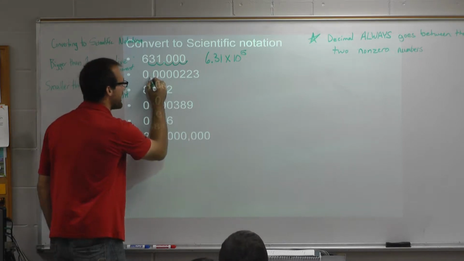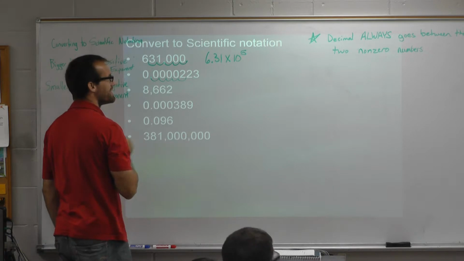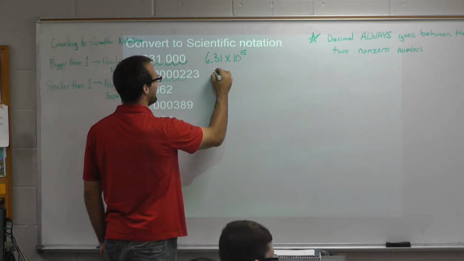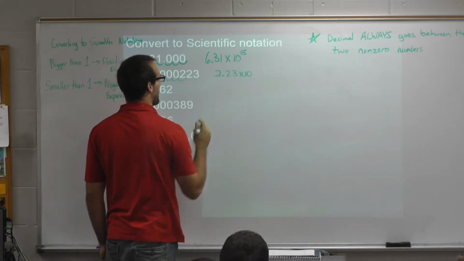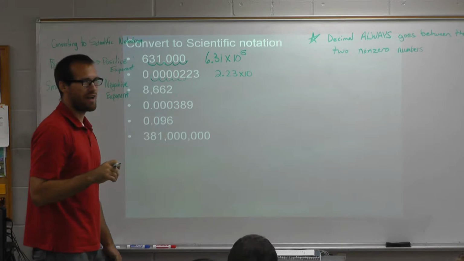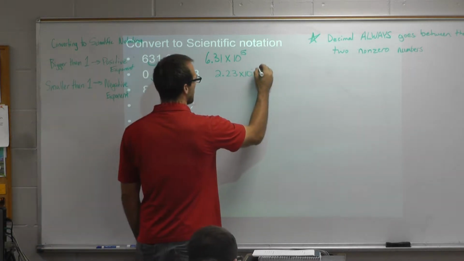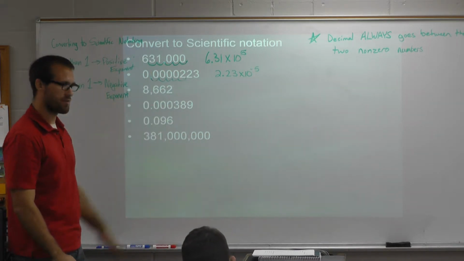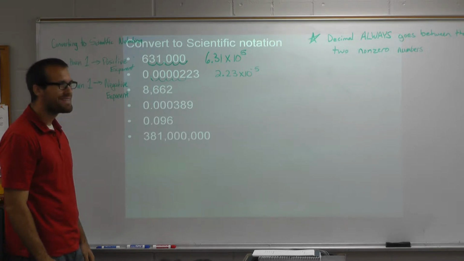How many spots? Count with me. 1, 2, 3, 4, 5. My bad. 2.23 times 10 to the, how many times do we move it? 5. But is it positive or negative? Negative. Why is it a negative exponent? Because it's less than 1, quite a bit less than 1. All right, you guys do the rest.